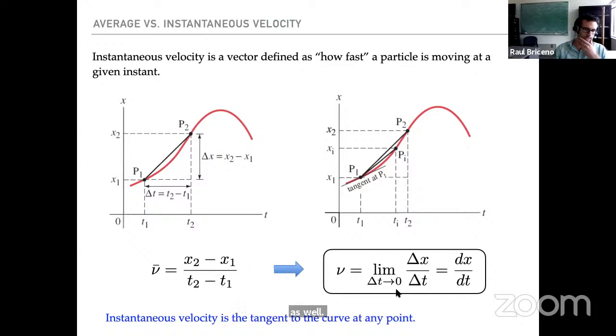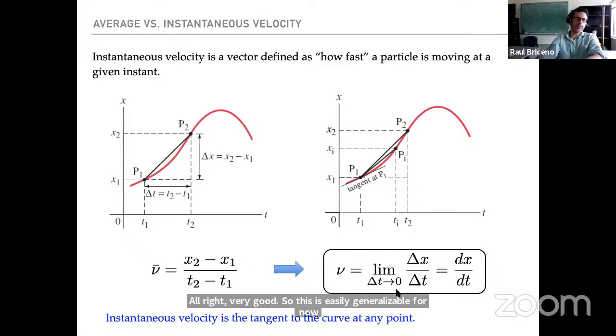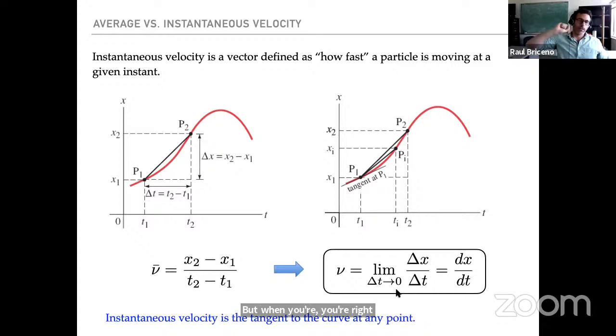All right, very good. So this is easily generalizable for not just when you're going at a constant rate, but when your rate is changing. We can still calculate the velocity and the speed. But not always, in general, what we would want to calculate is an instantaneous velocity, meaning how fast you're going at that specific time.